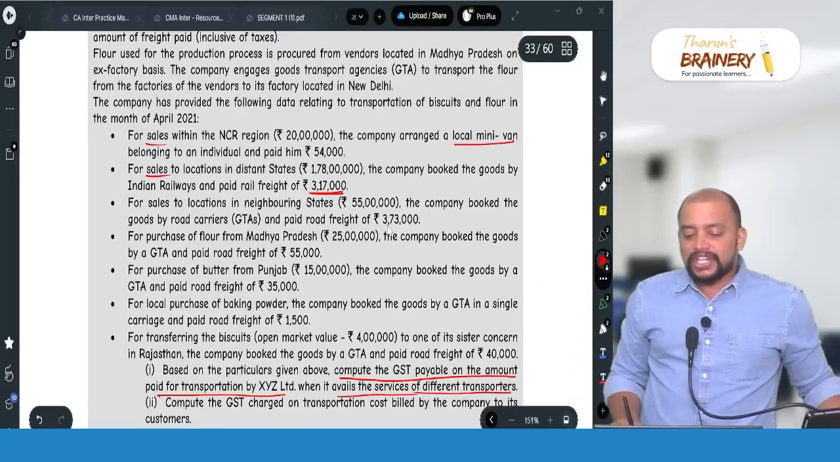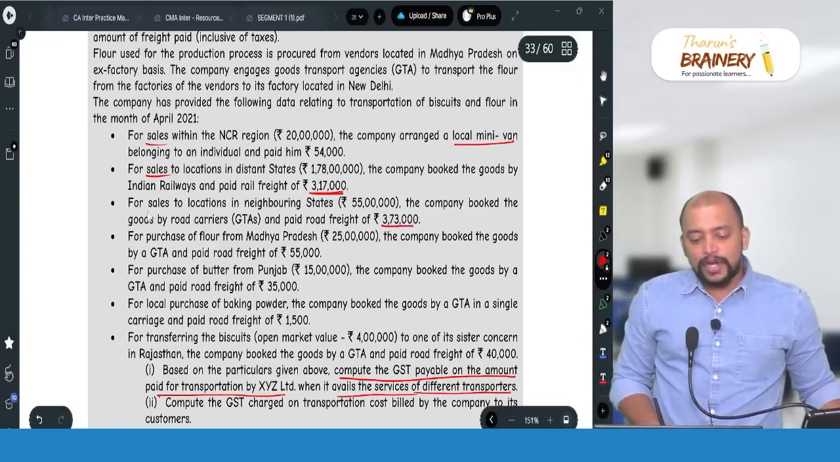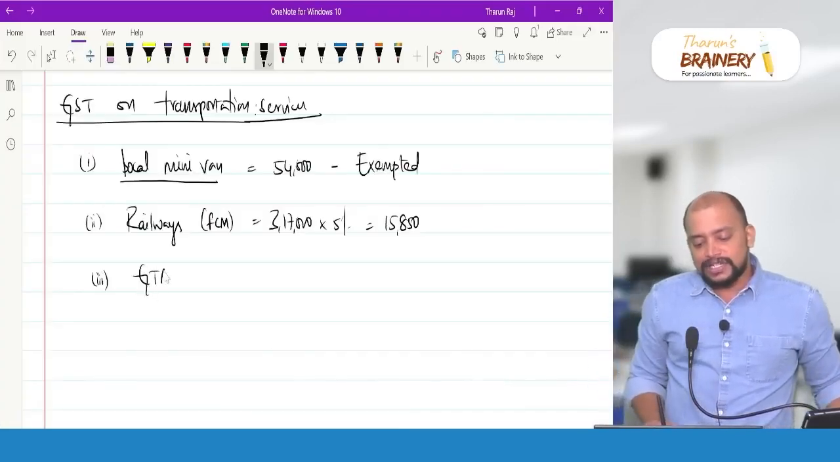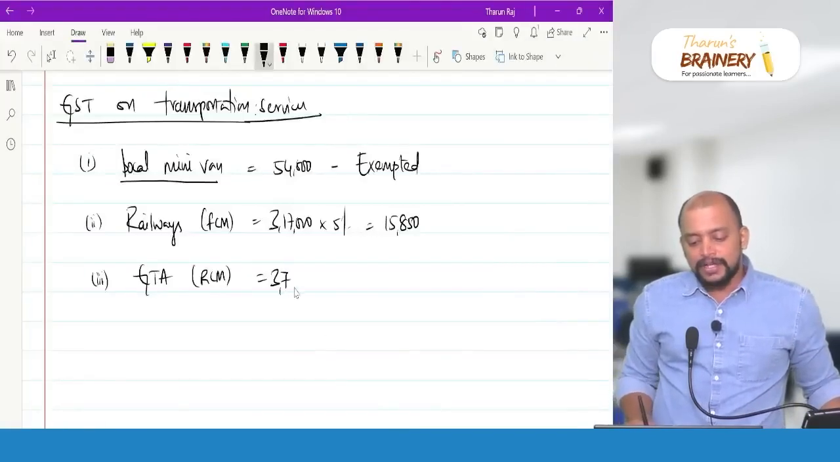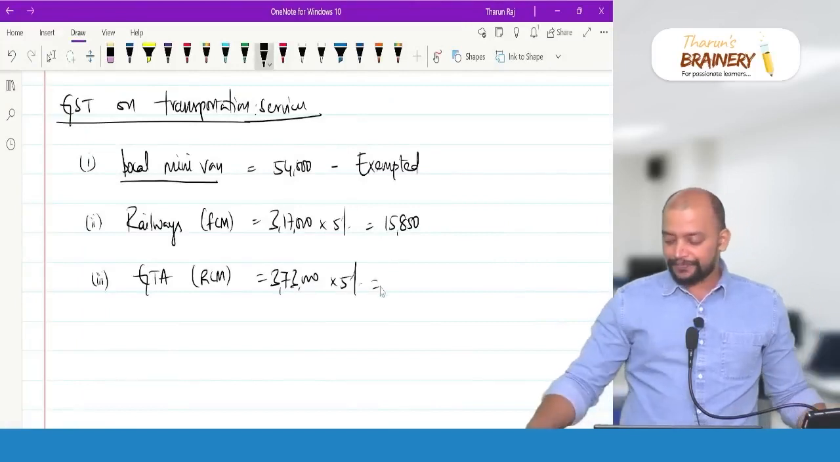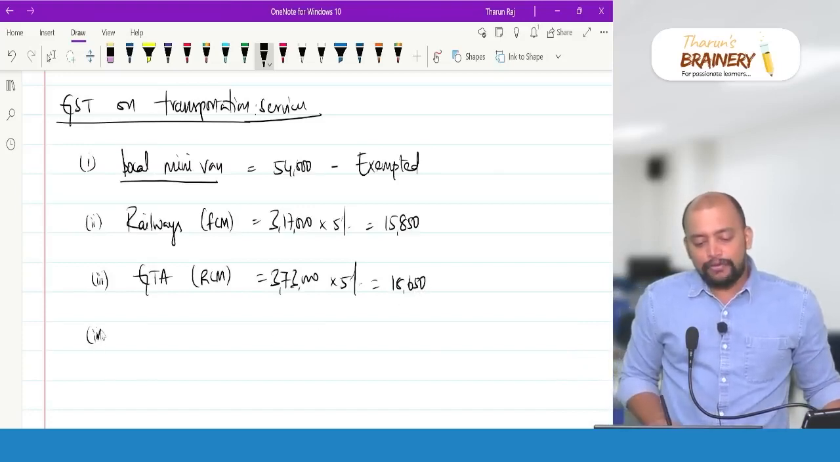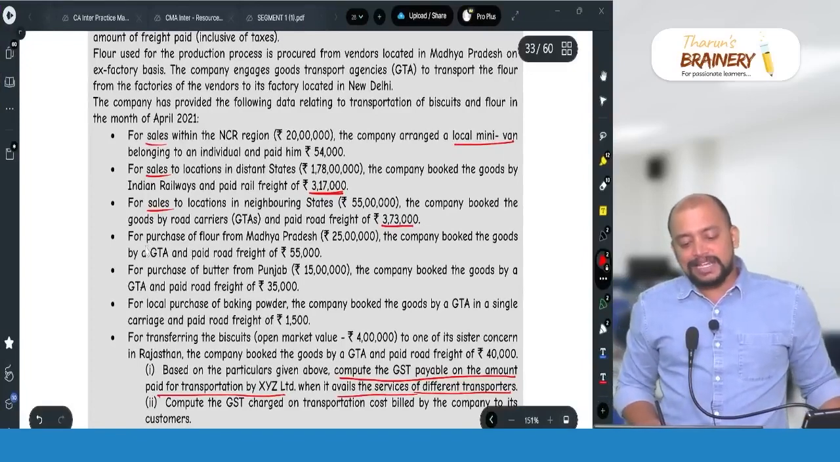And again, for GTA also, notified goods is exempted. But this sales means what? Biscuits they are selling, that is not notified. So, GTA, this will come under RCM and it is 3,73,000. So, 3,73,000 into 5%, 18,650.